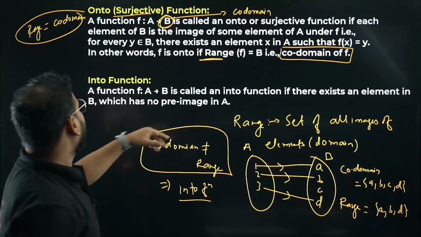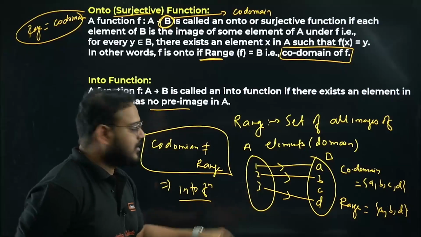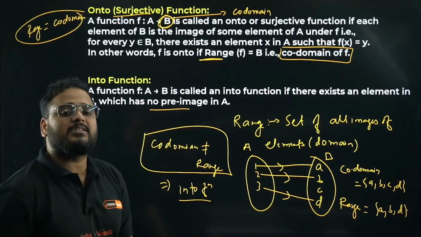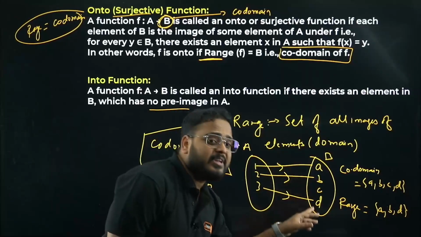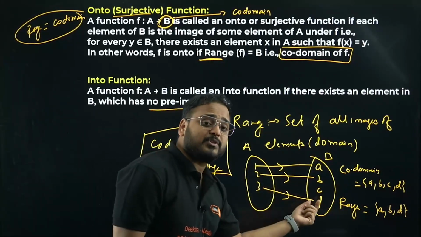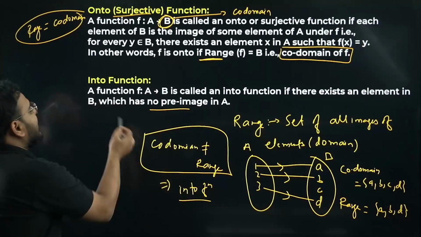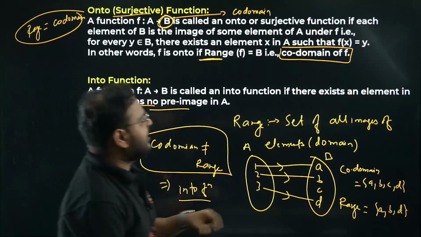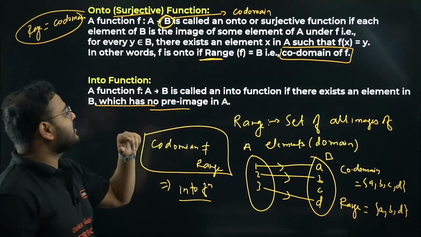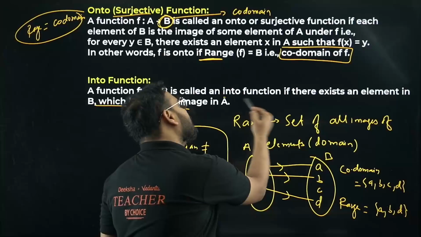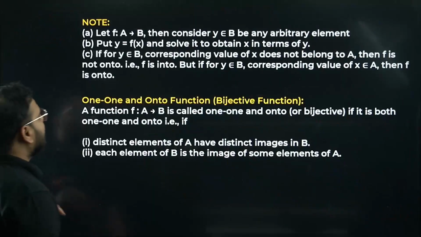Please check. If you have something like this C which doesn't have a pre-image, what is the pre-image of C? The pre-image of A is 1, of B is 2, of D is 3. What is the pre-image of C? Nothing. So when there exists an element in B which has no pre-image in A, then you call the function an into function. Clear? Very simple.